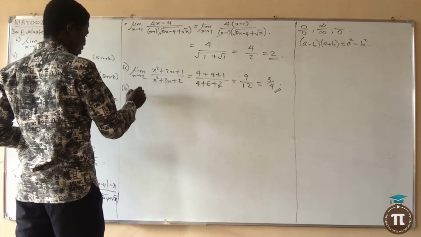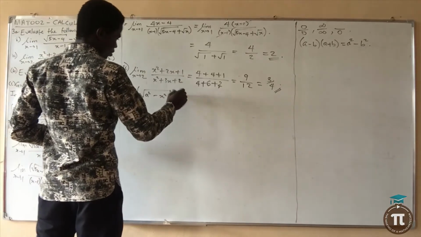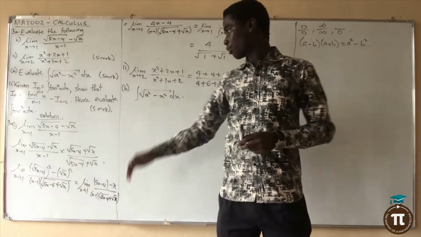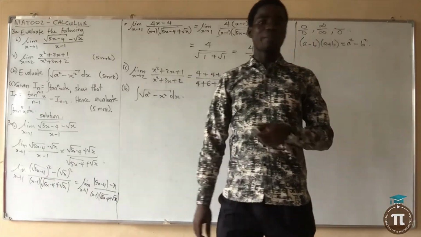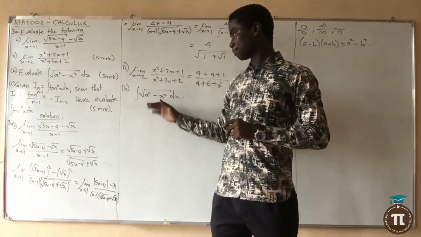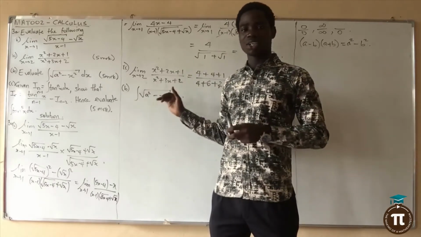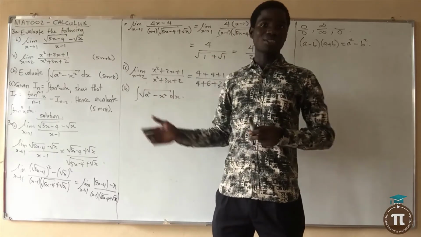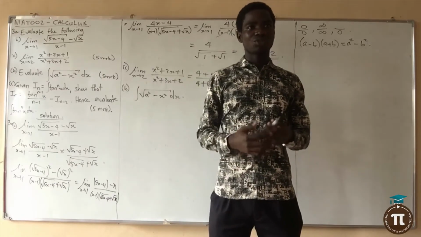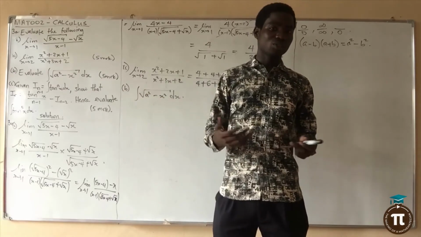Now let's come to the next one. We want to evaluate the integral of square root of a squared minus s squared ds. So basically in this question, we're trying to take away the square root. Whenever you see questions like this, with a square root either at the numerator or at the denominator, just think of trigonometric substitution. The trig identity that will help you to remove the square root is what we are going to be using.